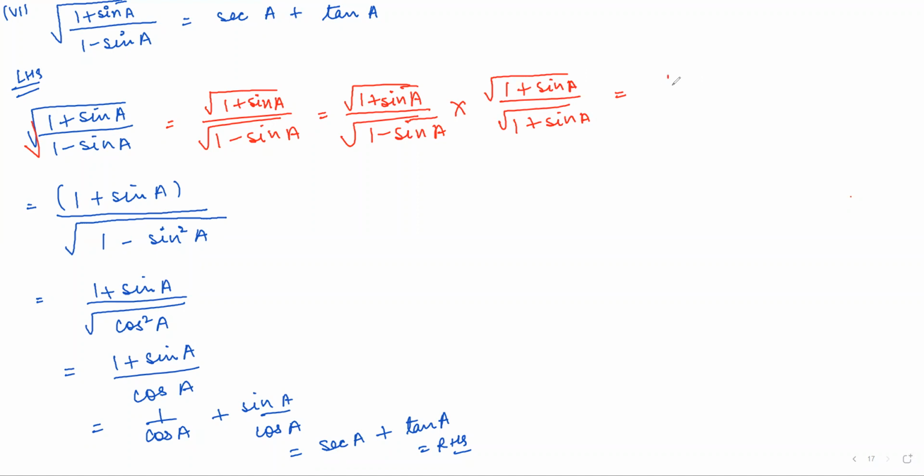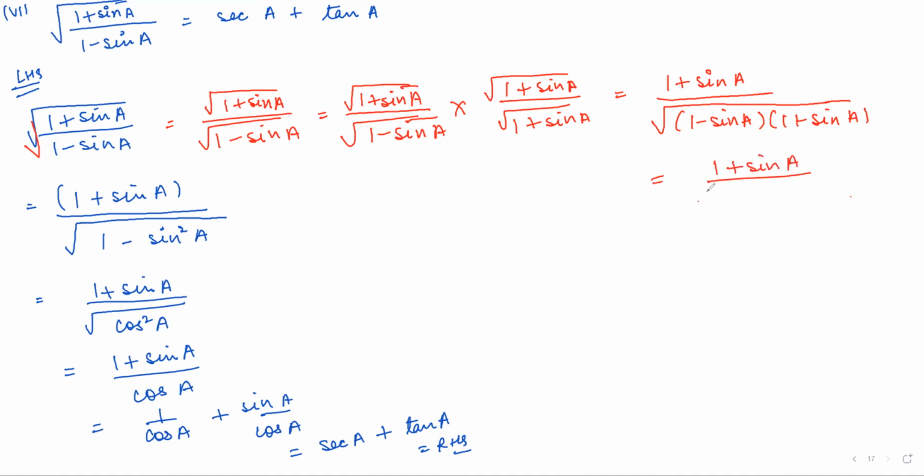So the square root will be gone. Only 1 plus sine A will remain in the numerator, right? And in the denominator, you take everything inside the square root. So 1 minus sine A into 1 plus sine A. So this will become 1 plus sine A divided by under root 1 minus sine A, 1 plus sine A. So 1 square minus sine square A, correct? So that is actually 1 minus sine square A. That becomes your cos square A from the identity.